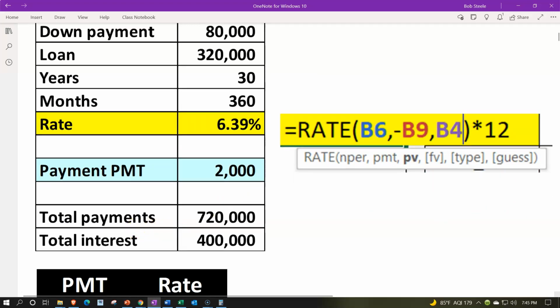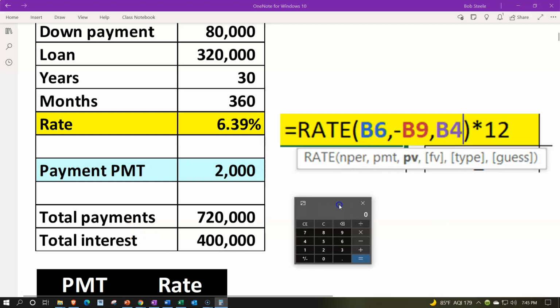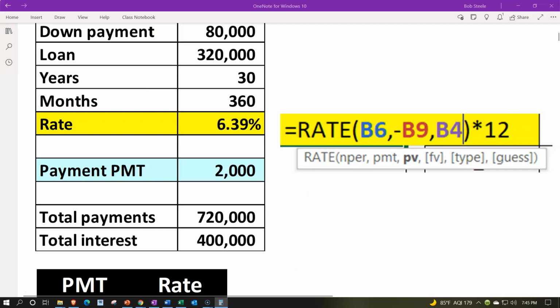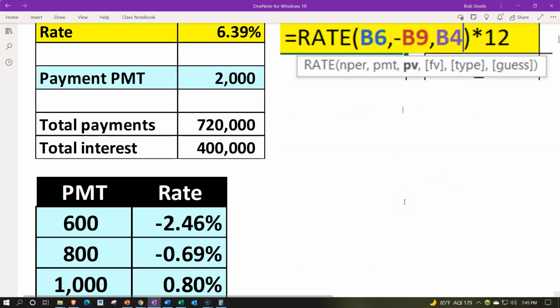Now the total payments and the interest we can calculate down here as always, in the same fashion we've seen in the past. If we say 2,000 payments times 360 of them, we get the 720,000, minus the loan amount, which is 320,000, gives us the total interest over the life of this thing, 400,000. But obviously what we really want to see is it broken out period by period, year by year.